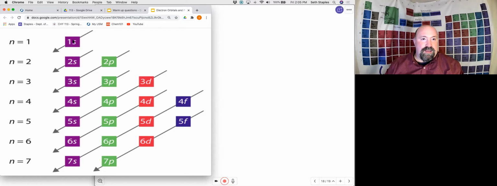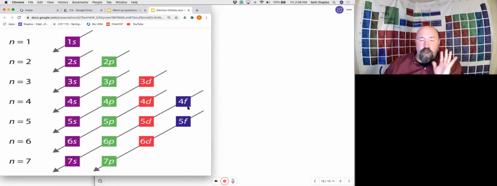We're going to fill 1s. Then we come back around to fill 2s. Once that's full, we'll come back around and start in on this arrow and fill 2p and then 3s. And then 3p and 4s. And then 3d and 4p and 5s, and so forth. 4d, 5p. Then you'll see that we actually fill 6s before we get to 4f.